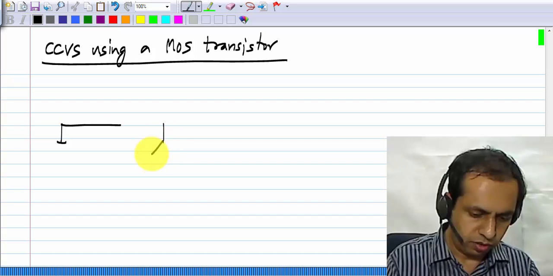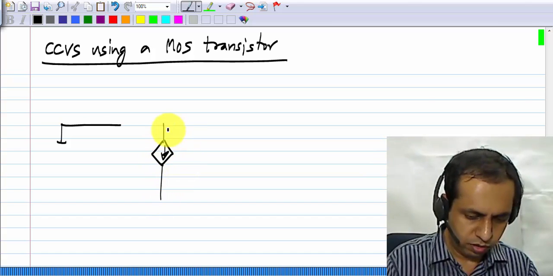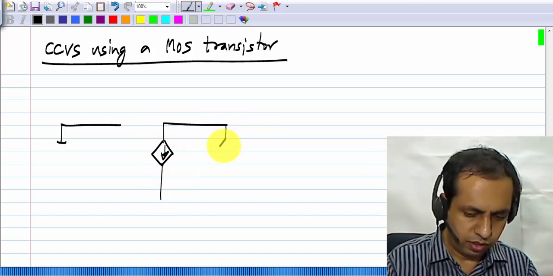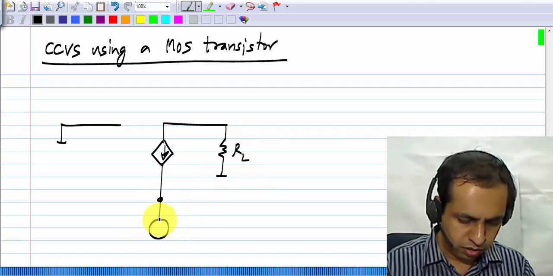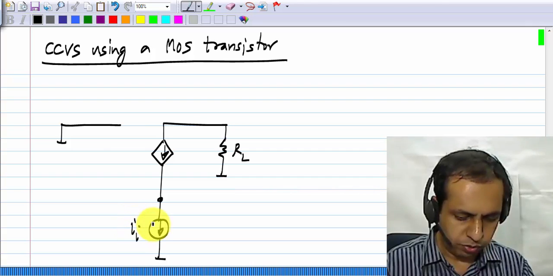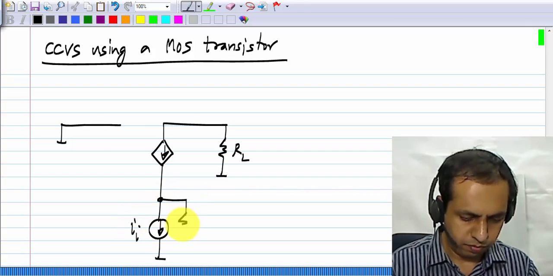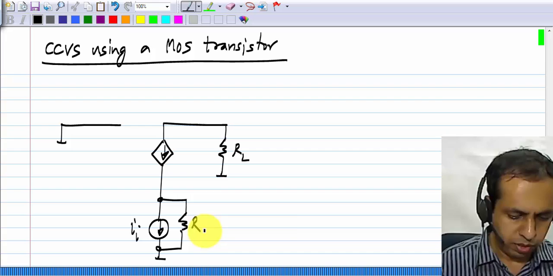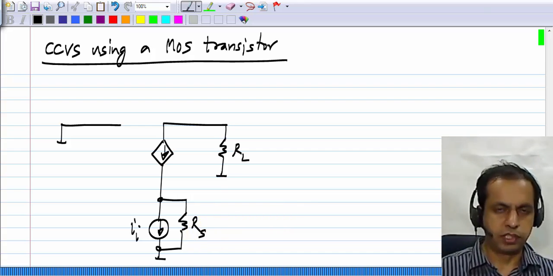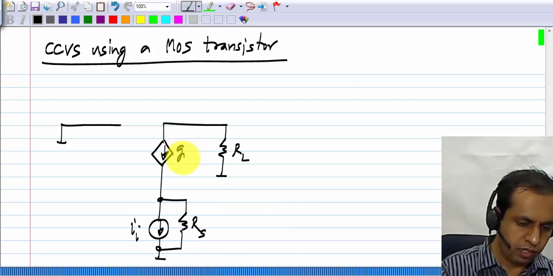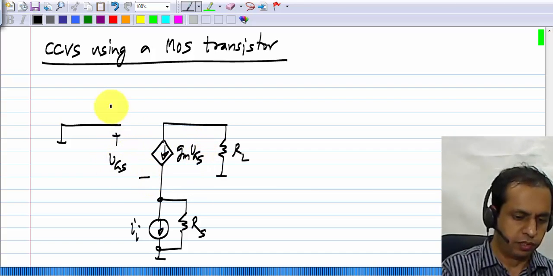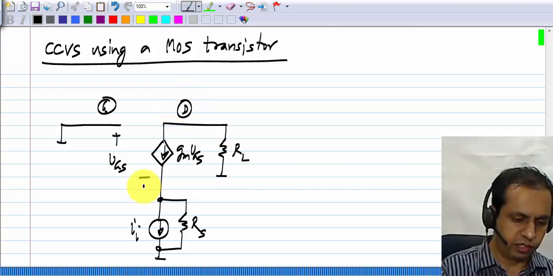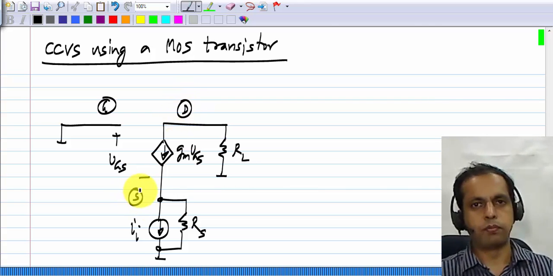The gate is connected to ground, and there is a load resistance here, RL. I will consider an input current II in parallel with a resistance RS, and this is GM-VGS, where VGS is this voltage. This is the gate, this is the drain, and this is the source.